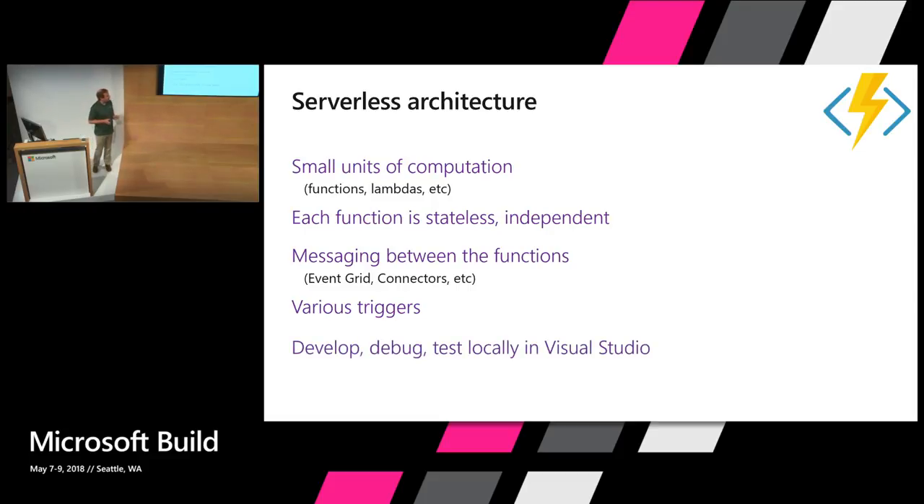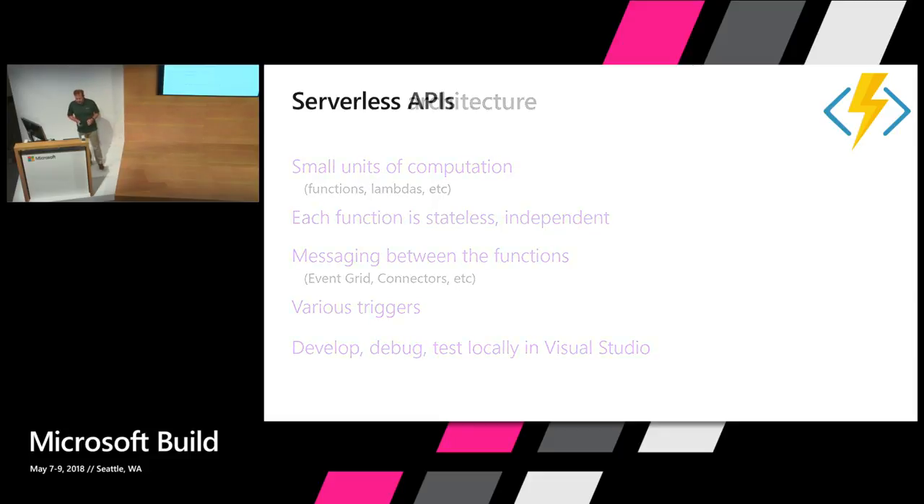Now, the really cool thing with functions is that you can develop, debug, and test them locally in Visual Studio. I use Visual Studio 2017 for Windows. It's kind of my preferred IDE. But you can also use Visual Studio for Mac or Visual Studio Code, which is an open source cross-platform editor that runs on Linux, Windows, and Mac, okay? And I'll show you that in the demo.